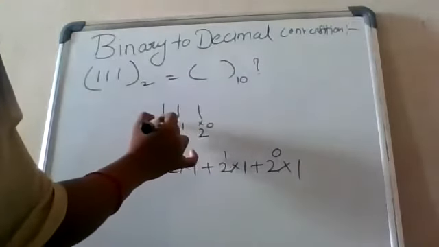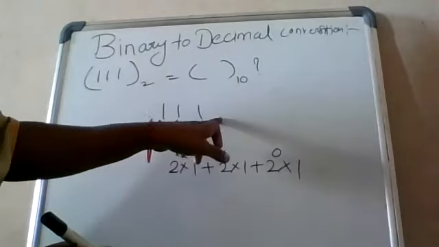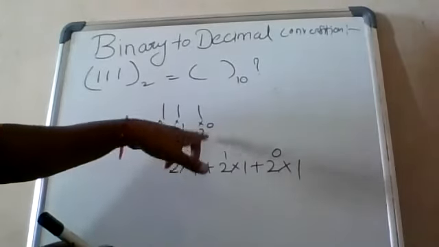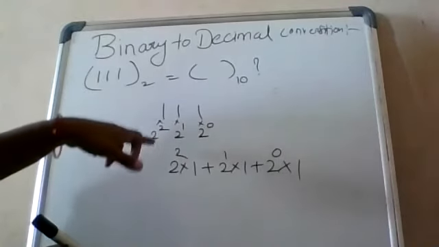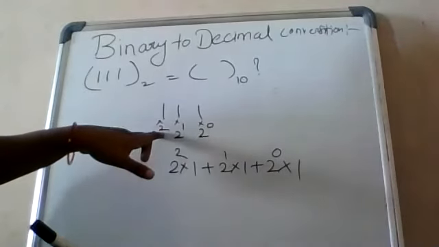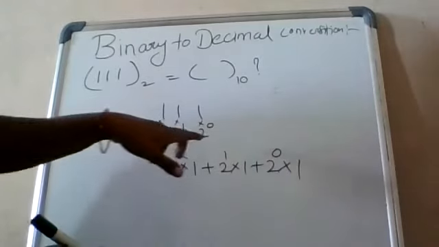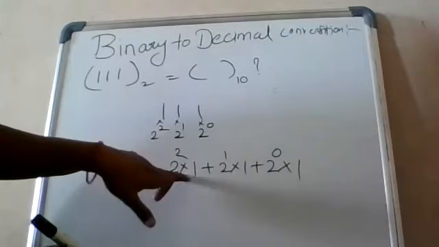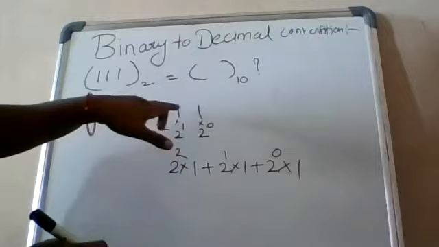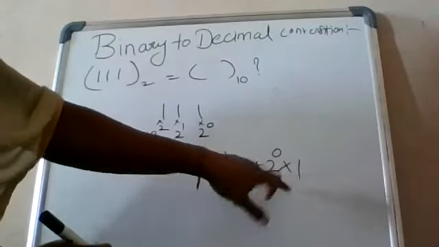Here I am taking 2 powers. First starts from 2 power 0. Ones place multiply with 2 power 0, tens place multiply with 2 power 1, hundreds place multiply with 2 power 2. After that, adding the values: 2 power 2 into 1 plus 2 power 1 into 1 plus 2 power 0 into 1.